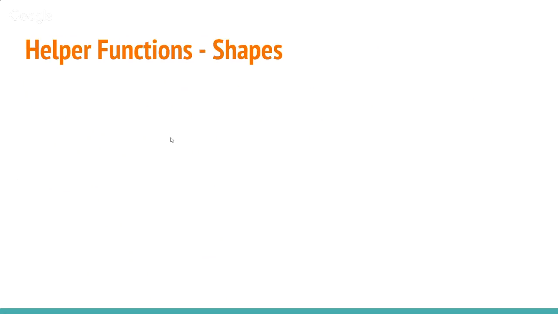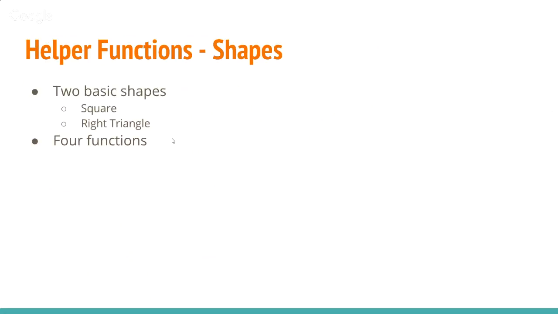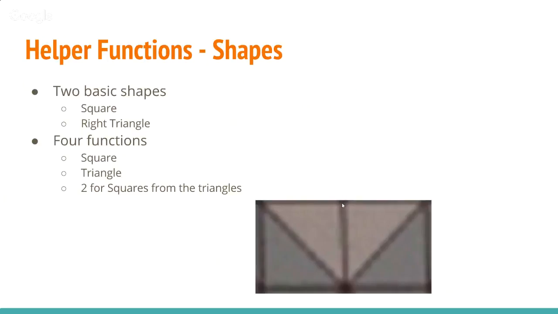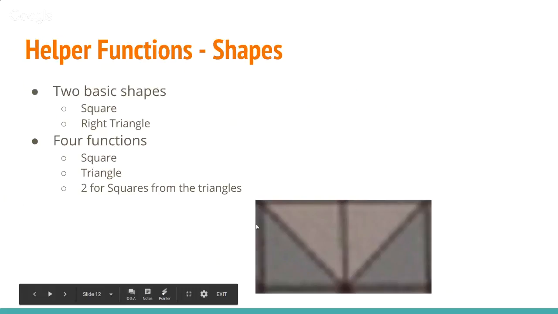All right, so helper functions, shapes. There are 2 basic shapes in this pattern, square and the right triangle. However, I have 4 functions to draw shapes. This is because I have one that draws the square, the triangle, but I have two functions that draw squares from the triangle. Now, as you can see here from this, I have 2 squares here, but 4 triangles. I have it as a function that draws this triangle here on the left, and I have one that draws the one on the right.